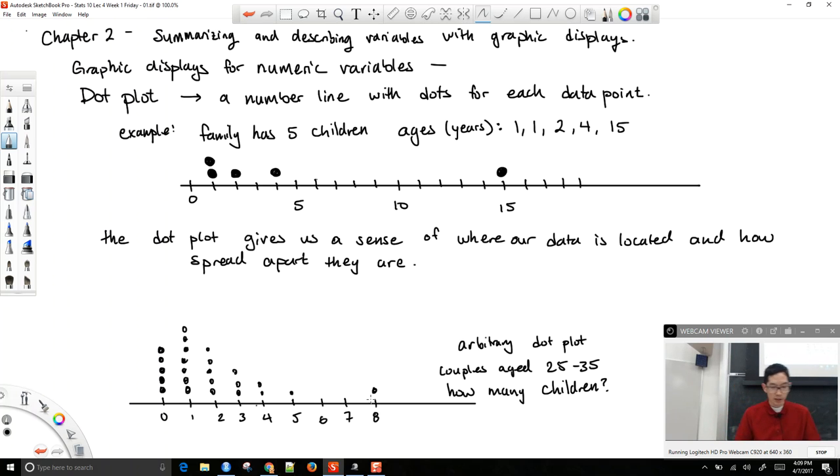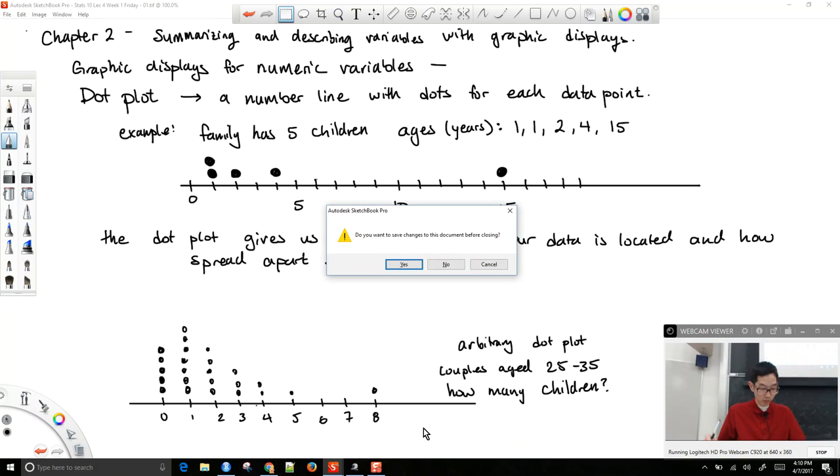So this would be a dot plot, and we can express... Whoa! Was not expecting that. I apologize. Startled me as well.